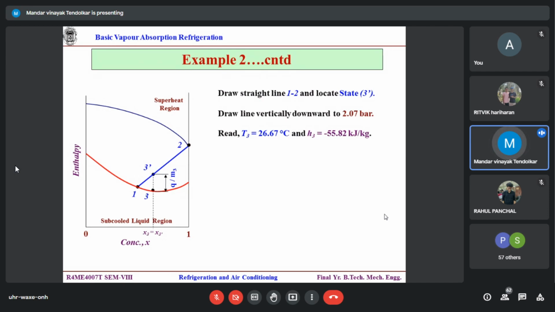Cross check your H3. Is your H3 correct? 3 and 3 dash, both enthalpy values. काय झालं, टेम्परेचर आलं का? 3 dash आपोआपच आलं ना. 1 and 2 join and the vertical line. 405, 0.405.